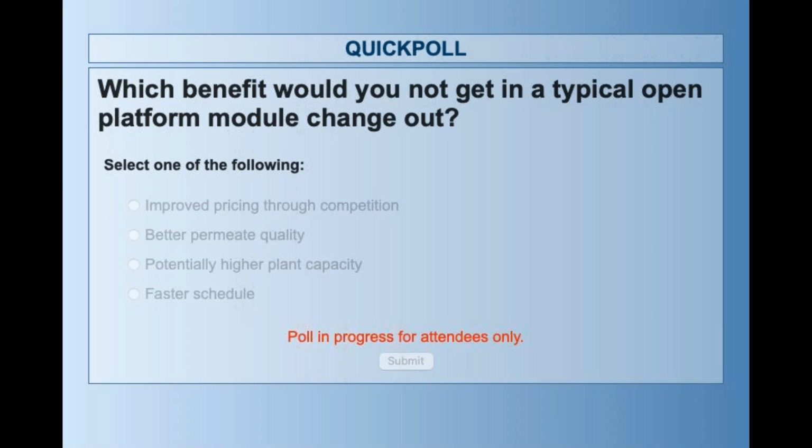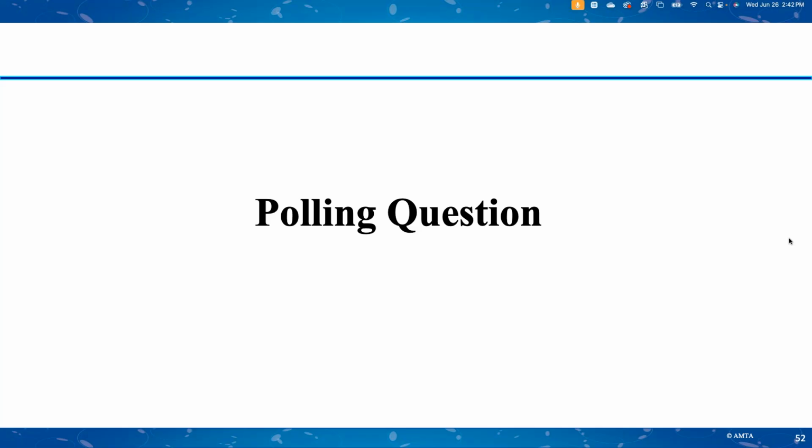All right, which benefit would you not get in a typical open platform module changeout? Improved pricing through competition, better permeate quality, potentially higher plant capacity, or a faster schedule? Please submit your answers. Okay, let's go ahead and close the poll and see what we've got.